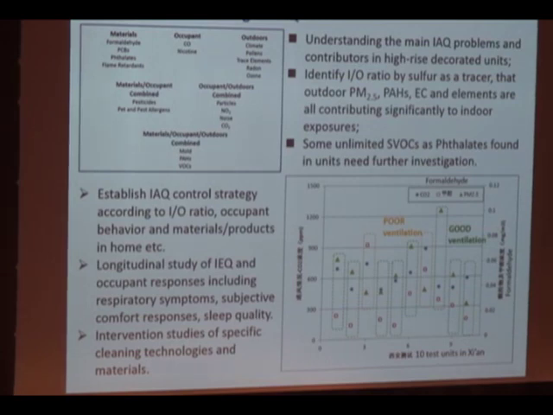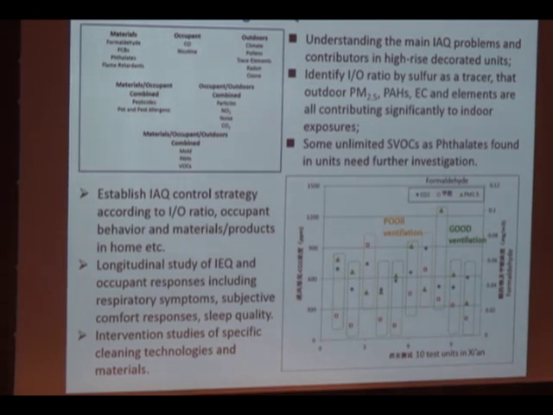We know what IAQ is, and see how material, occupant, and outdoor climate combine and what their outcome is. We also identified I/O ratios by tracer compounds, and we know that outdoor PM 2.5 and PAHs will significantly influence our indoor air quality. We also found something unlimited: we cannot get a national code to see the limitation. Just like Yang Sandel said, some things have no limitations.